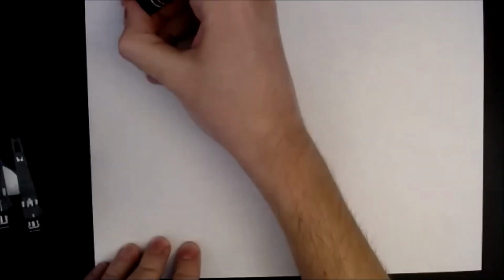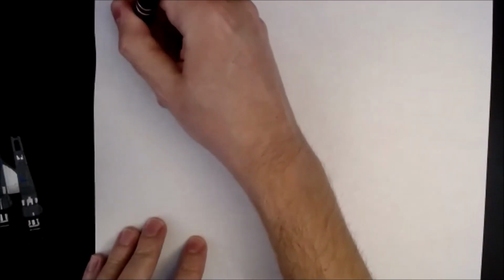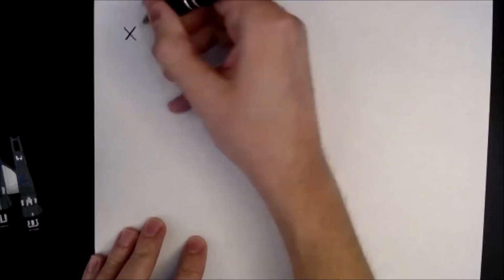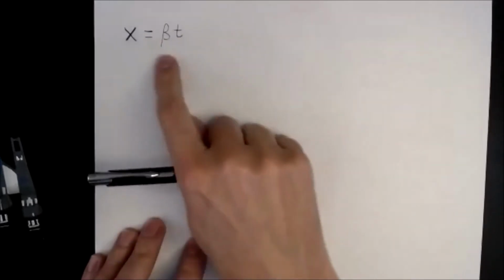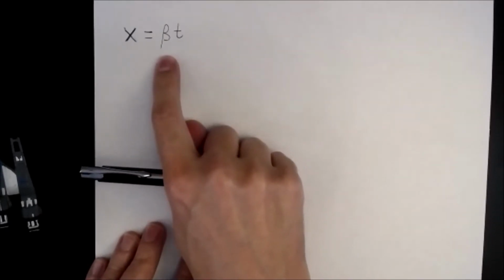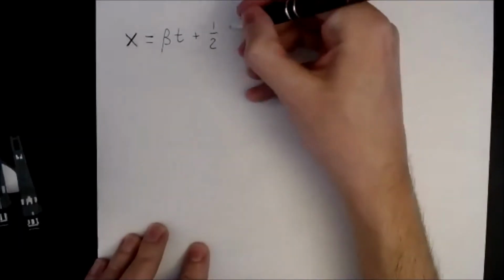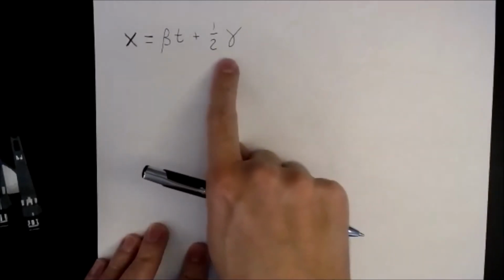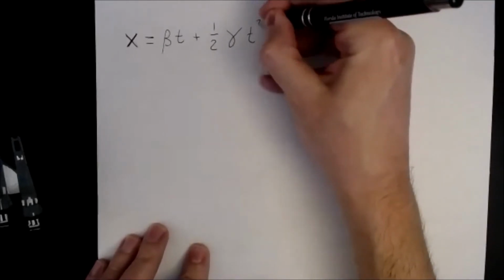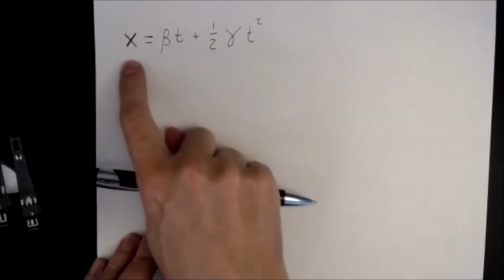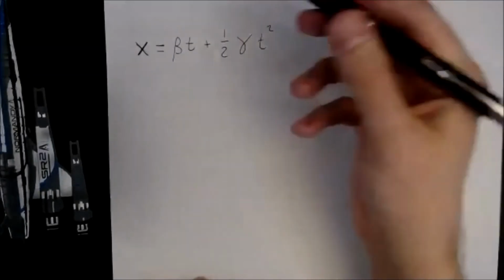I'm going to write down a random polynomial. And that random polynomial is x is equal to beta t, that's the letter beta in Greek, plus 1/2, I'm just making up something, times gamma, that looks like a y with an extra little curl on it, times t squared. So I wrote down this polynomial like that. What can we do with this polynomial?